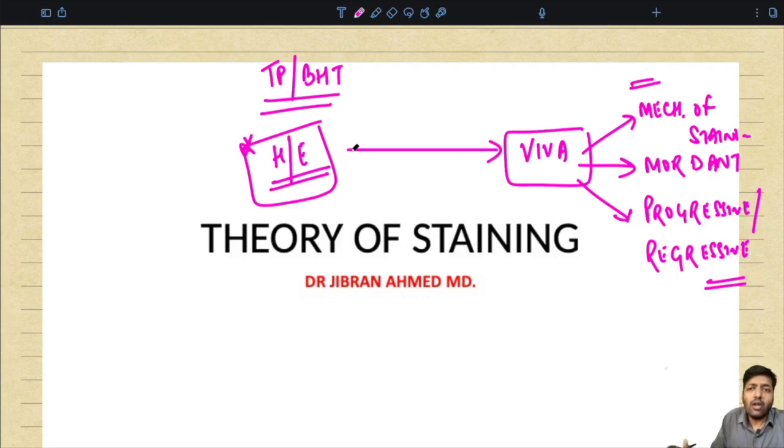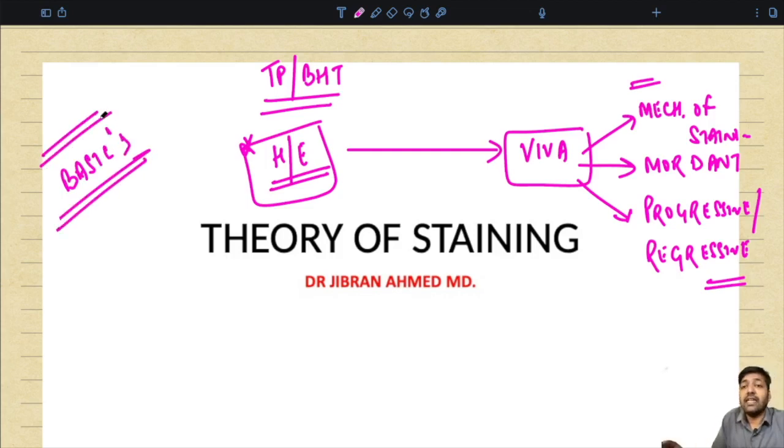So what is the moral of the story? The moral of the story is that in your exams, your basics have to be very strong and very clear. These questions, what are the mechanisms of staining, what is a mordant, what is progressive and regressive staining, are not very hi-fi questions. These are very basic and simple questions that you should be able to answer in the exam. So with this background, we are going to start today's topic of discussion, that is theory of staining.